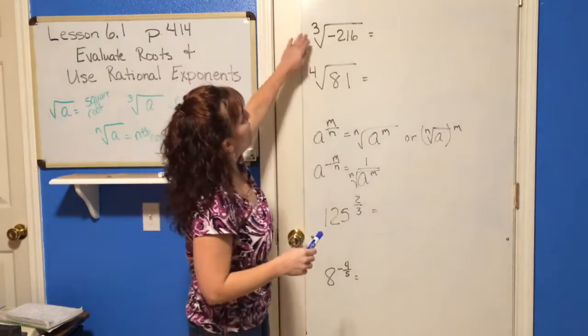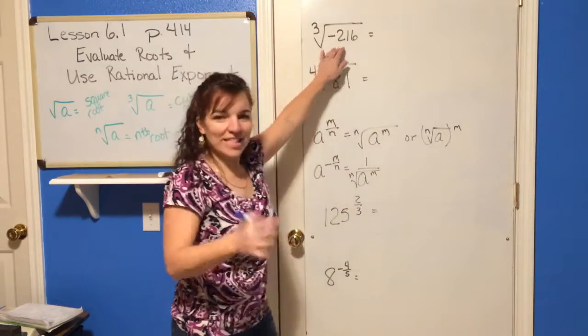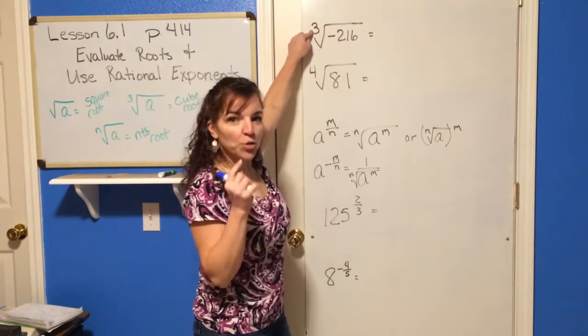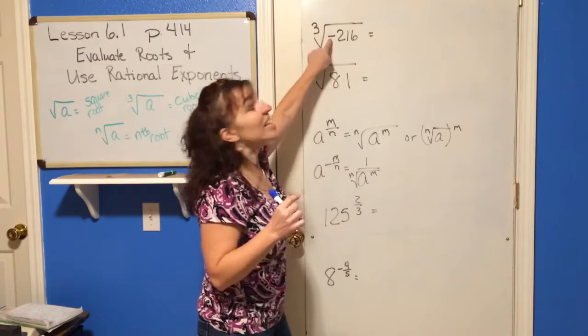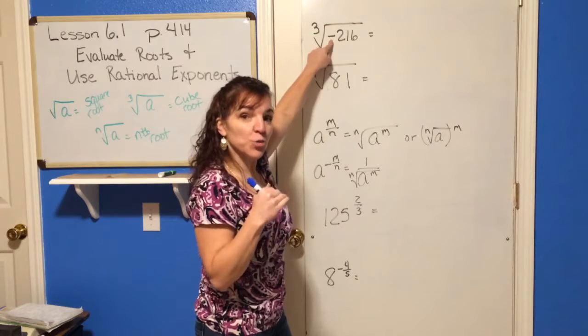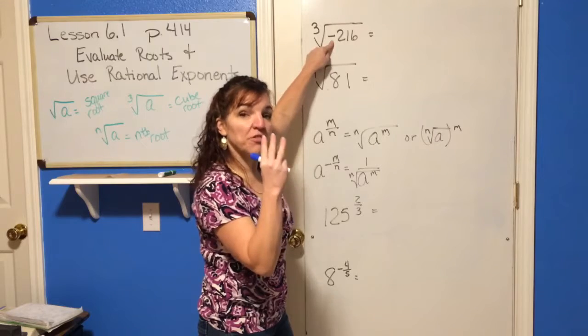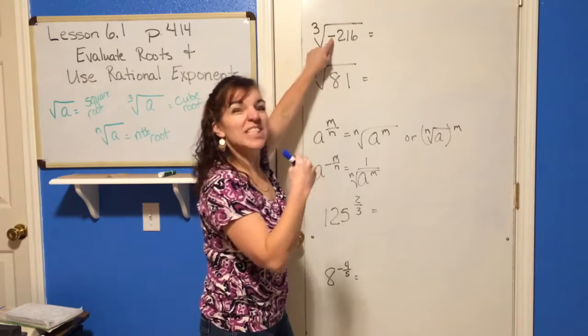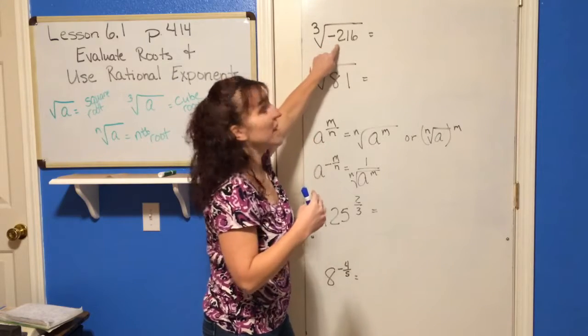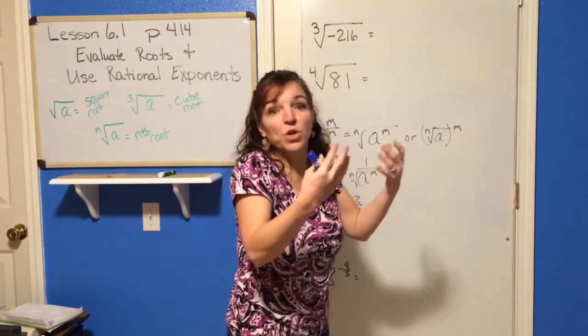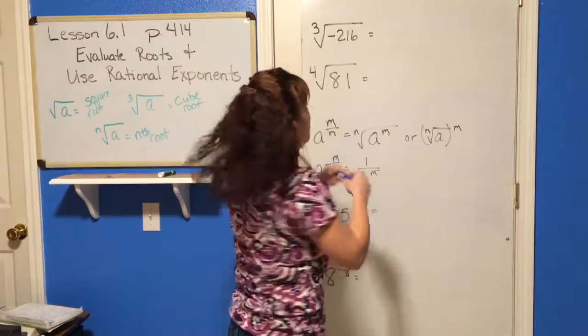All right, so if you have a cube root of negative 216, now here's a trick. If you've got an odd root, you can have a negative number under the root and not have an imaginary number. Because if you have an odd number of factors, you can use that negative number and still get a negative answer. Remember, with the even numbers, we couldn't have a negative under there without an imaginary answer.